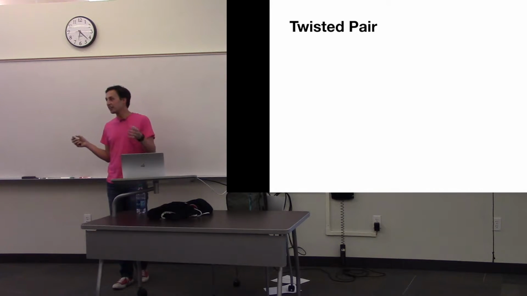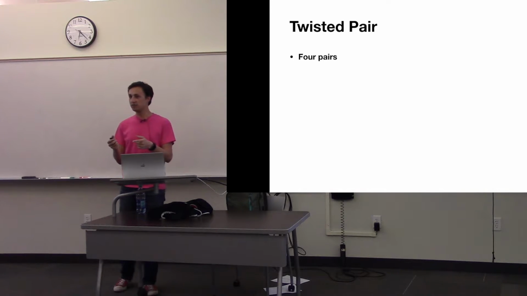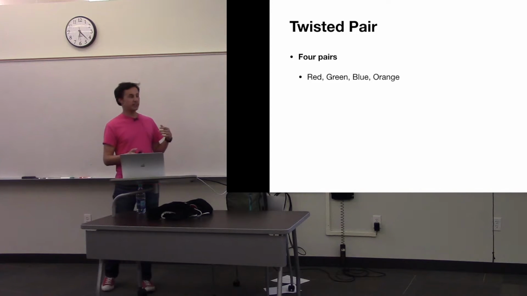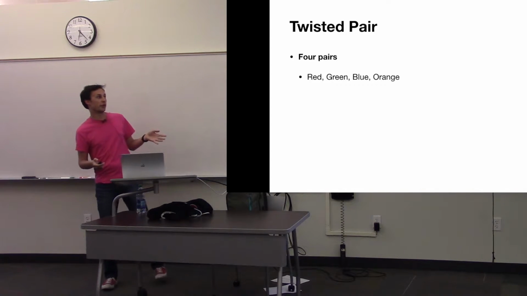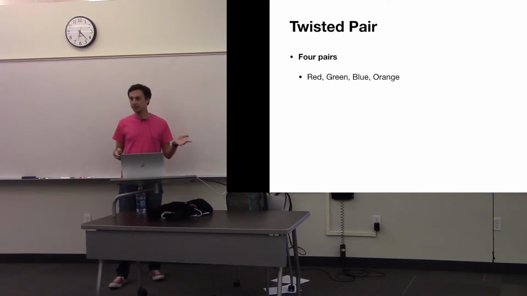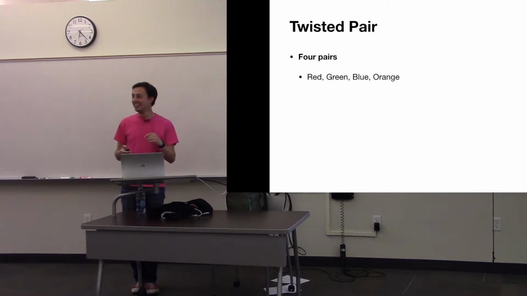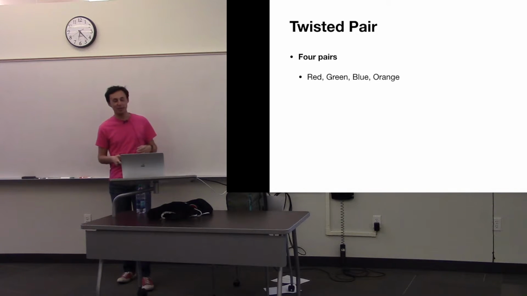So twisted pair wires for Ethernet have 4 pairs of differential signal lines. So 4 pairs of wires, each pair has 2 wires in it, and independently transmits signals along it. The pairs are usually color-coded: red, green, blue, and orange. And those are important for people who actually care. No, those are important for distinguishing which pair is going on.